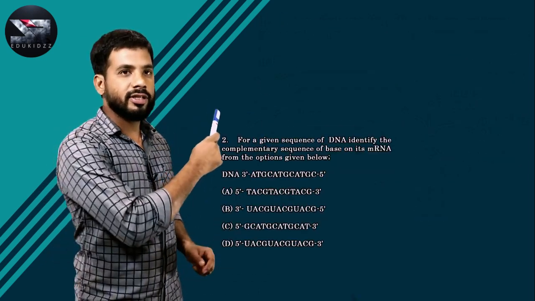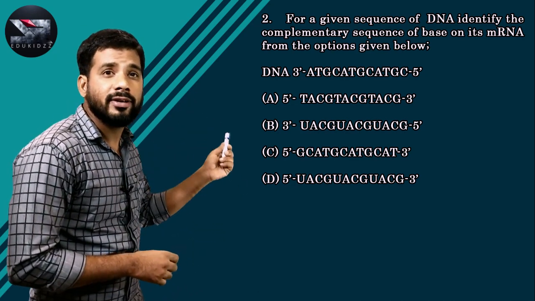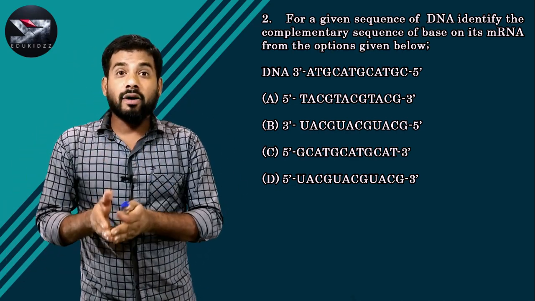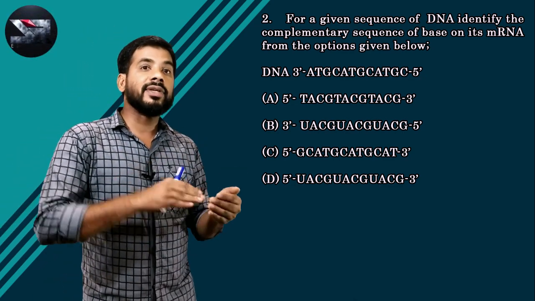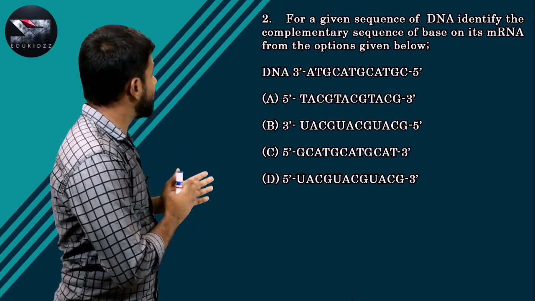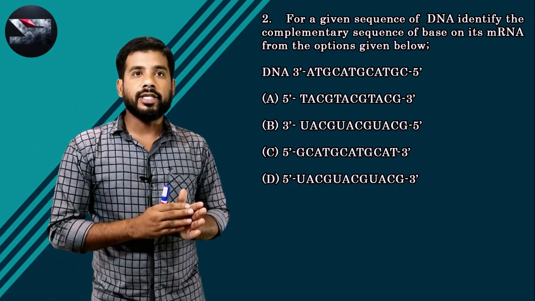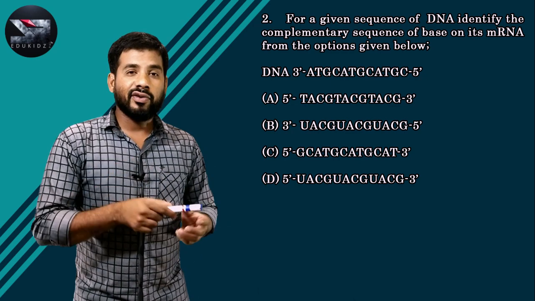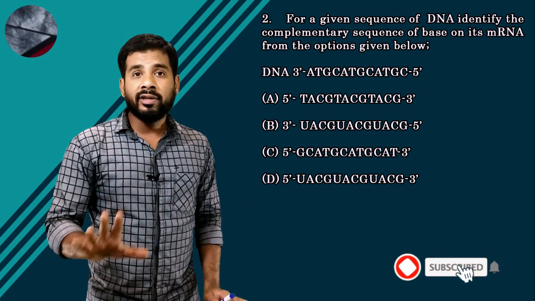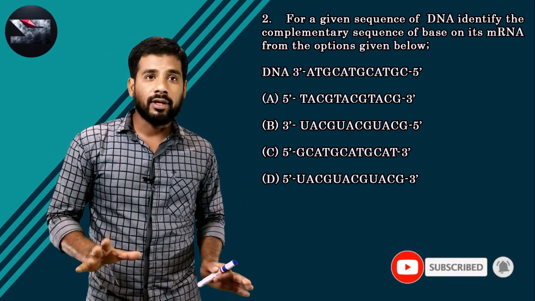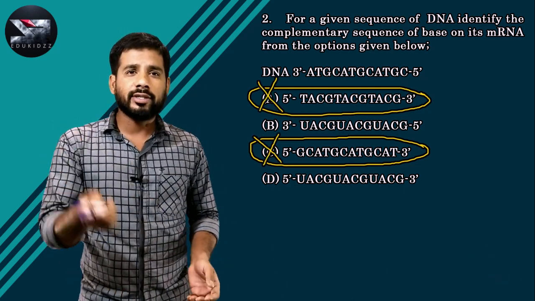Now let us take the second question. For a given sequence of DNA, identify the complementary sequence of bases on its mRNA from the options given below. So you have to search for the complementary sequence on mRNA. The sequence of DNA given in this question is ATGC, ATGC, ATGC. Remember, if we have to search for the sequence on mRNA, there must be uracil. In 2 of the options there is no uracil. Those options are option 1 and option 3, that is option A and option C. So just eliminate them.